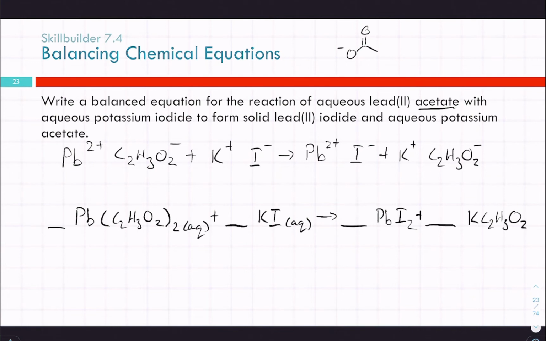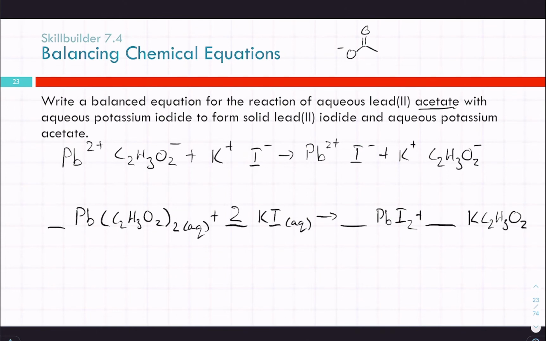So we can just start with lead, which makes things pretty easy because there's 1 lead on the left, 1 lead on the right, so that's balanced. This is where I say that I go from one compound to another. So if we went from lead here to lead here, then let's just do iodine next. If we have 2 iodines here, there's only 1 iodine on the left side. So we'll use a 2 coefficient.